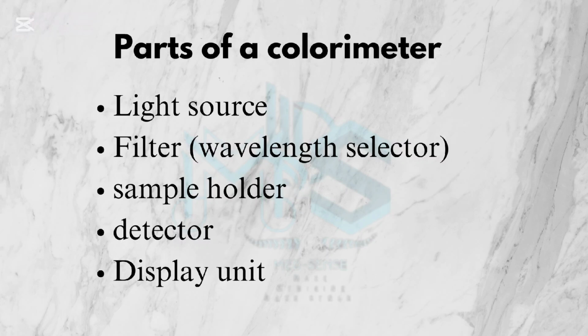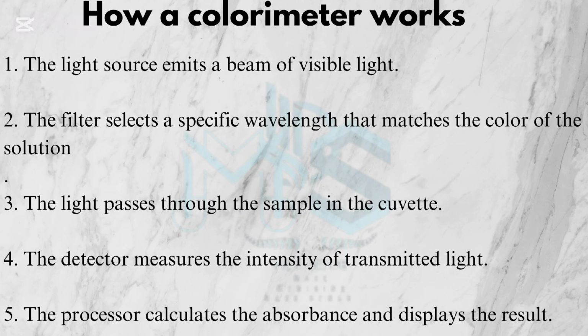Now, another thing worthy of note is that a colorimeter uses a filter, but a spectrophotometer doesn't use a filter. How a colorimeter works: the light source emits a beam of visible light. The filter selects a specific wavelength that matches the color of the solution. The light passes through the sample in the cuvette. Detector measures the intensity of transmitted light.